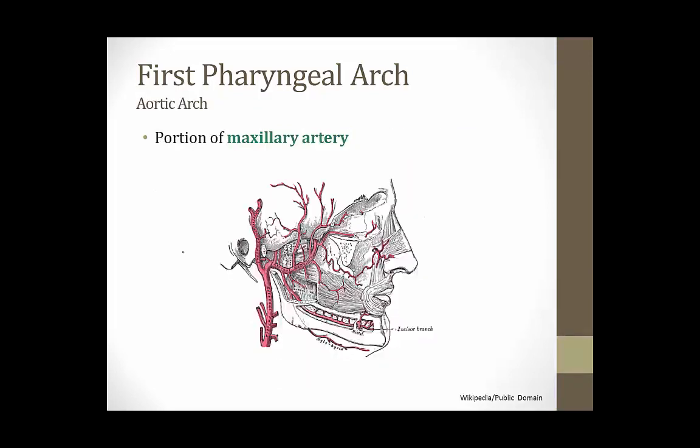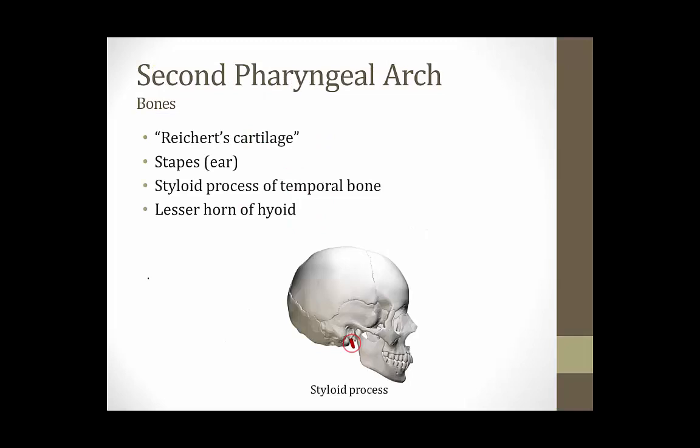And then finally, each pharyngeal arch has a vascular component, sometimes called an aortic arch, that gives rise to a blood vessel. And the blood vessel that derives from the first pharyngeal arch is a portion of the maxillary artery. Moving on, let's talk about the second pharyngeal arch, and once again we'll begin with the bones that come from this structure.